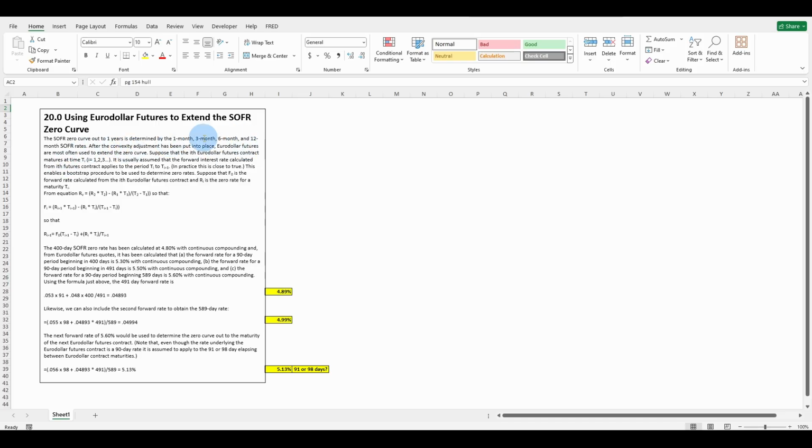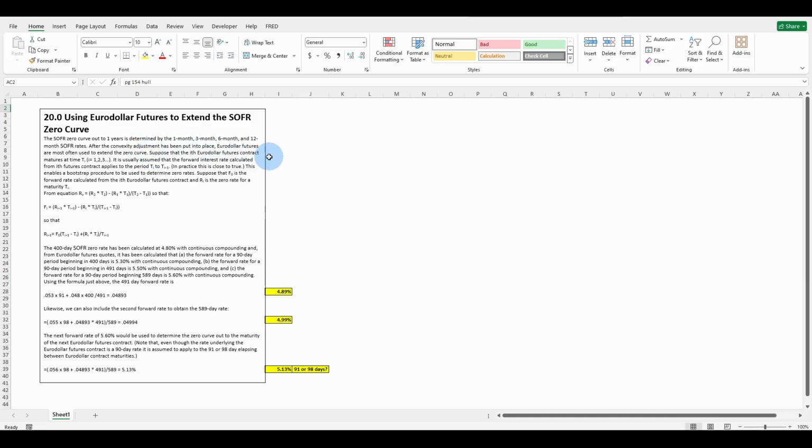That means if we're looking for forward pricing, we want to take this out further than this 12 months. So after the convexity adjustment, we want to extend the pricing past this particular curve. So the Eurodollar futures are most often used to extend the zero curve. That's what we were doing with Treasury.